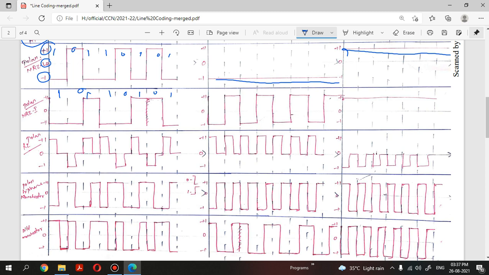We always start from positive, so that's why we have started from positive voltage. It will check for the next, upcoming bit. If the next bit is 1, we make an inversion, right? Here inversion is done. Since the next bit is 1, the policy here is if the upcoming bit is 1, we make an inversion, right? Here the data transmission is taking place.